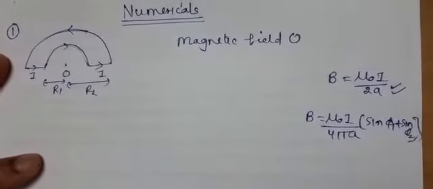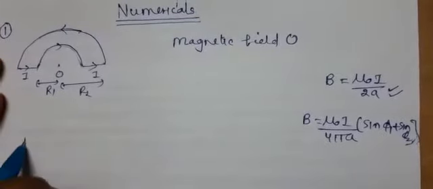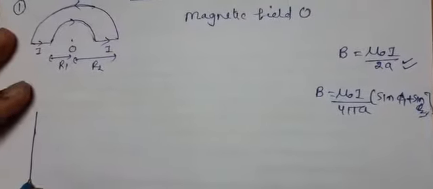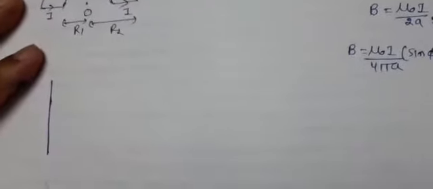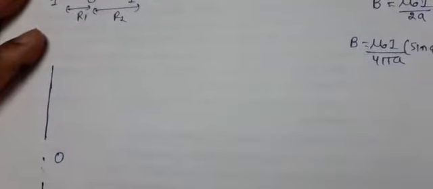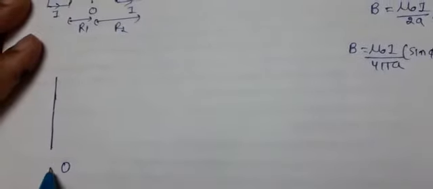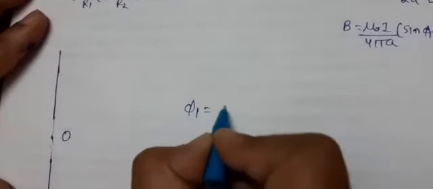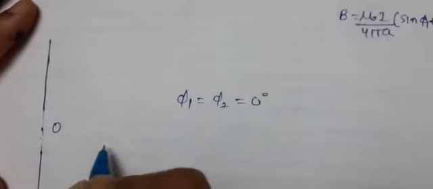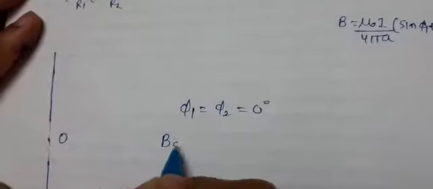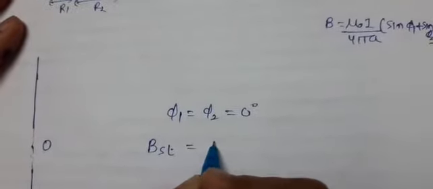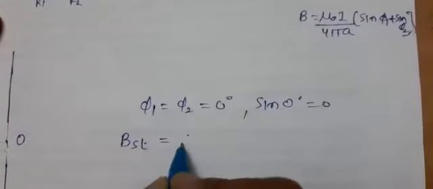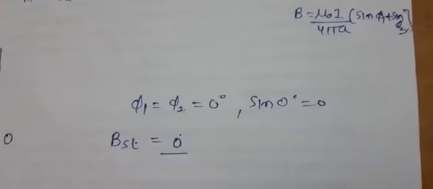These are the results. Now see, this is a straight conductor and here is point O, which is lying in between. So this point is lying on the axis of the straight conductor, so you can take phi 1 equal to phi 2, equal to 0. So the magnetic field due to a straight conductor will be 0 because sine 0 is 0. So directly I can write it as 0.